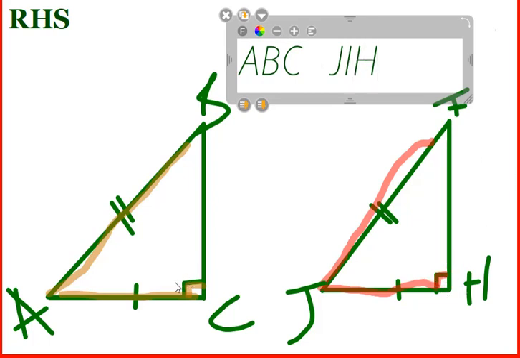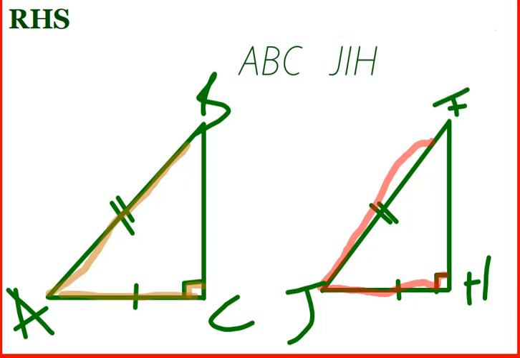The H has the 90 degrees, the C has the 90 degrees. So it always has to correspond. We have to say triangle because it's a triangle. That's the symbol for triangle if you don't remember. And if they're congruent, then it's three lines on top of each other horizontally. That means triangle ABC is congruent to triangle JIH.